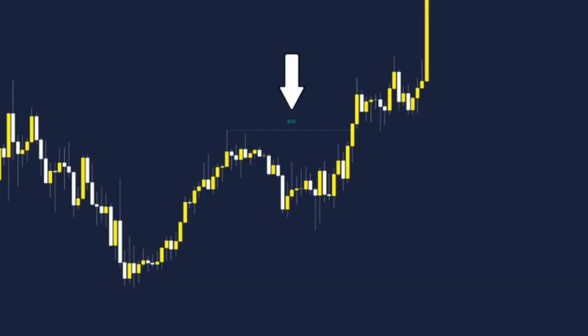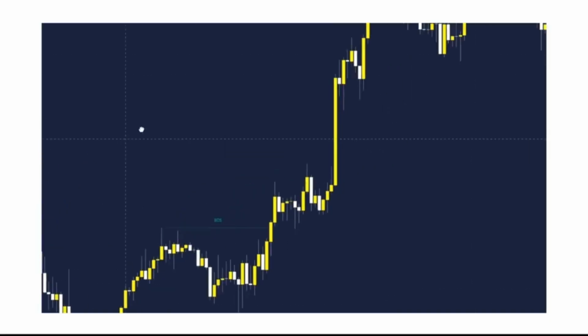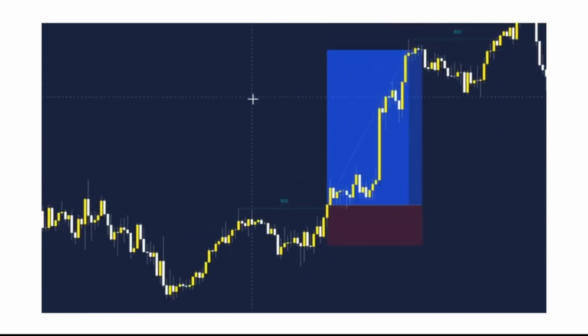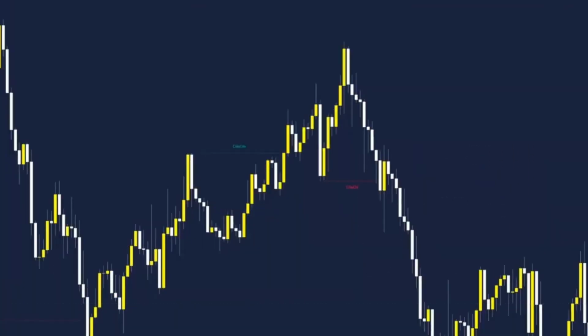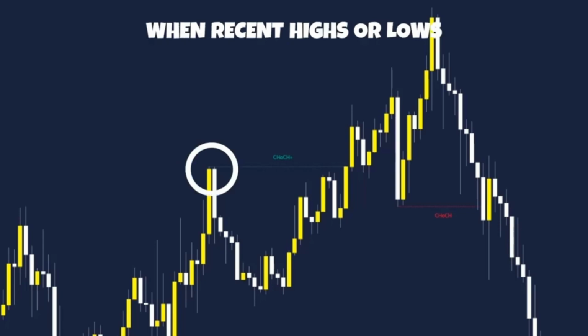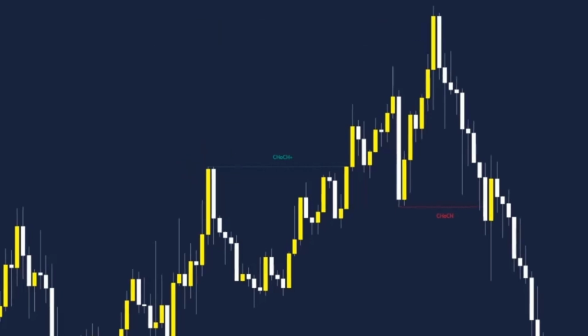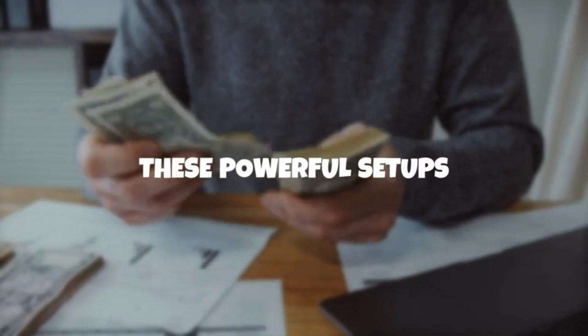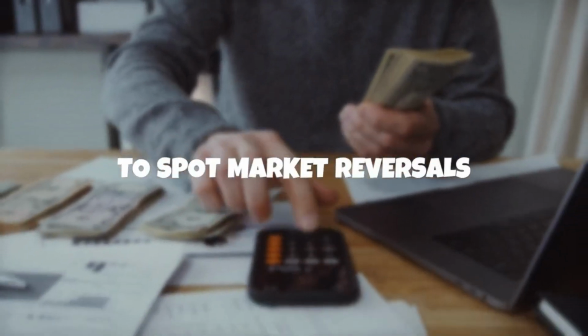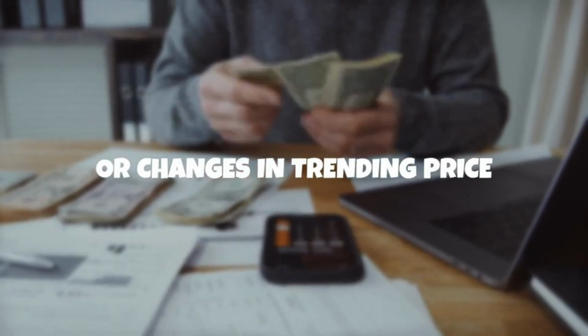Like break of structure, for example. This indicator will plot at the exact price that a break of structure occurs on the chart. This helps with spotting trends and planning potential trades. This indicator also offers a change of character market setup. These CHoCH setups paint on the chart when recent highs or lows get broken during an uptrend or downtrend. These powerful setups can be utilized by traders to spot market reversals or changes in trend in price.